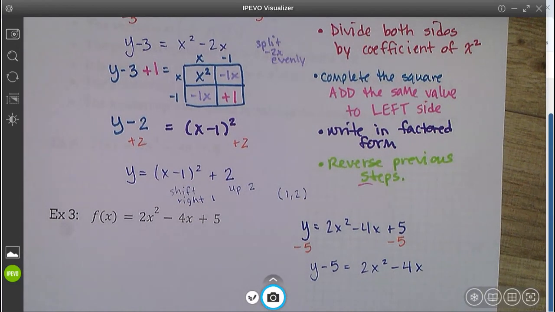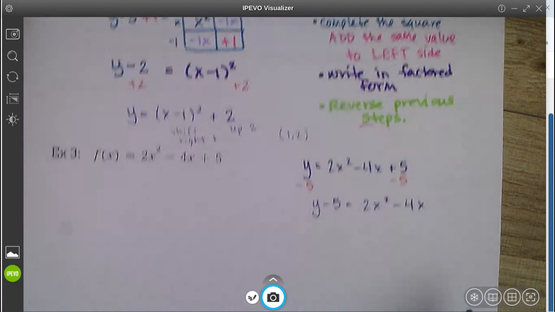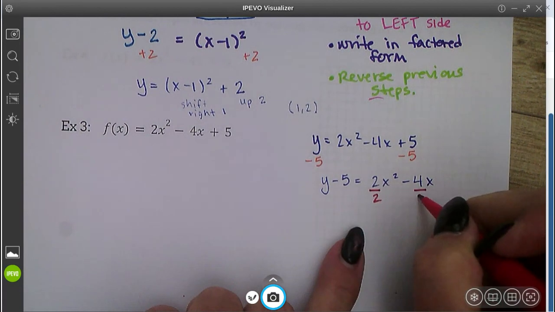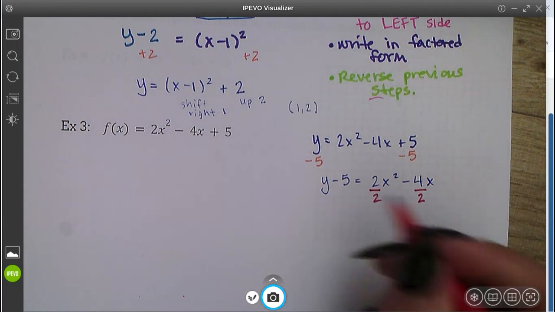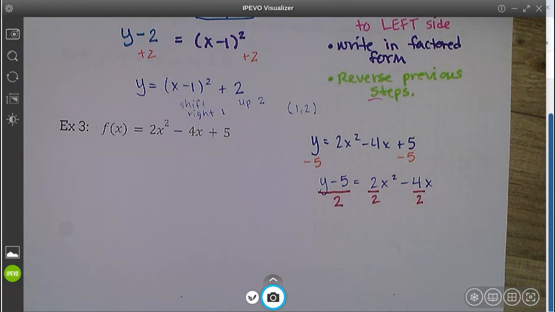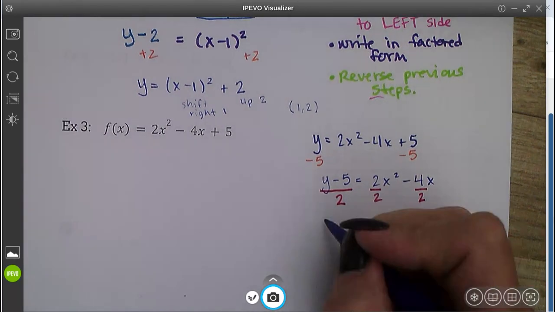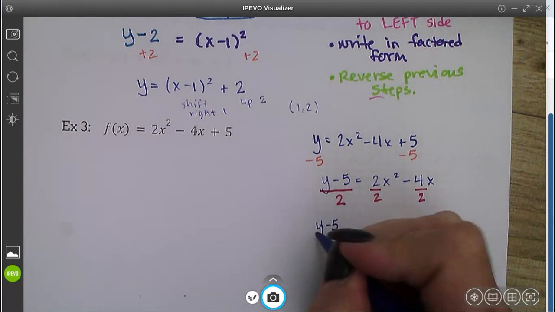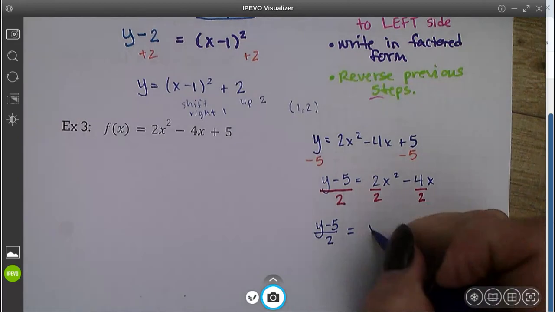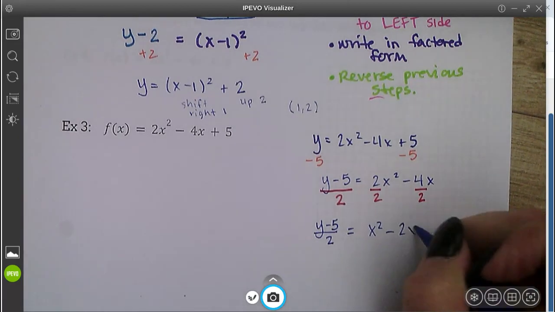So here's what we're going to do on that step. When we divide both sides by the coefficient of x squared, on the right side, I'm just going to divide each term by that number. On the left side, I'm going to keep the whole side over 2. So when I rewrite this, the left side is going to say y minus 5 over 2, and the right side is going to say x squared minus 2x.